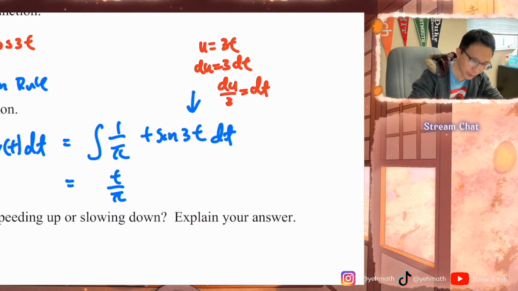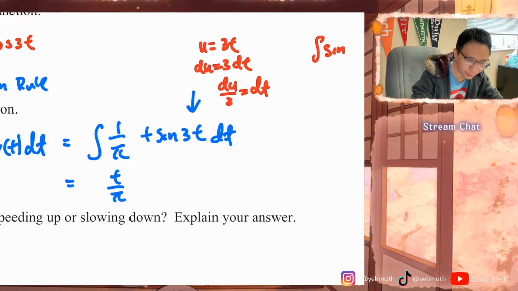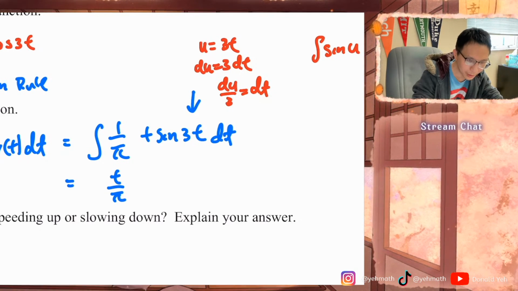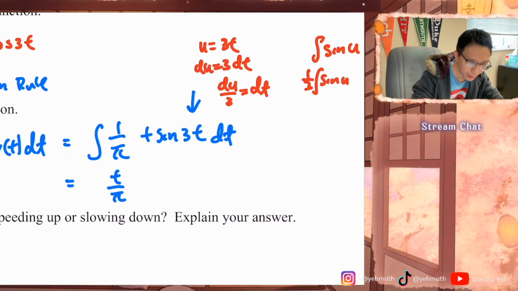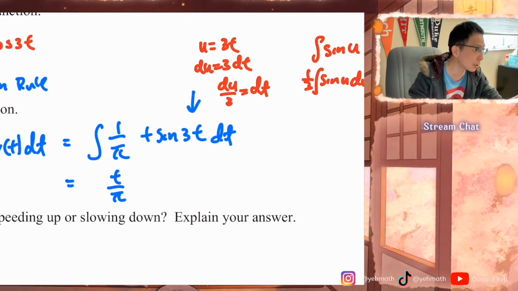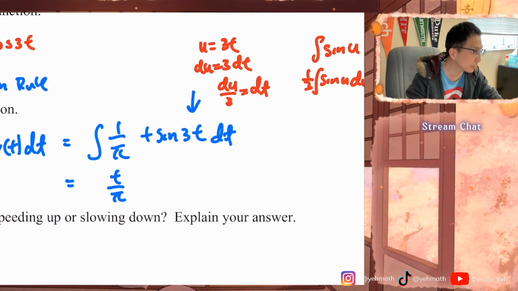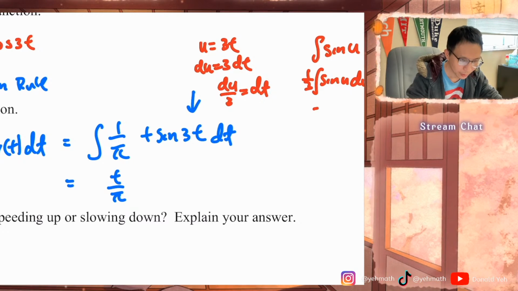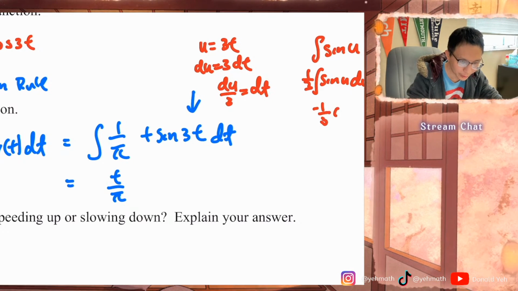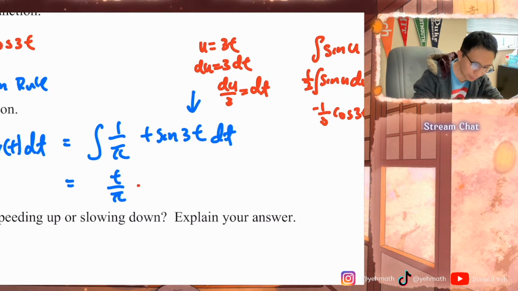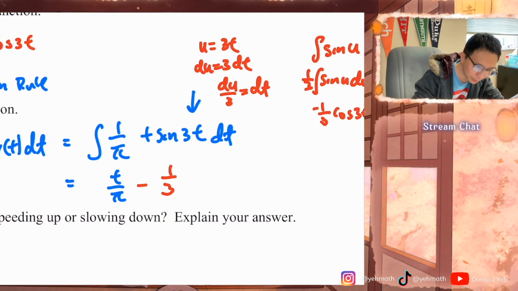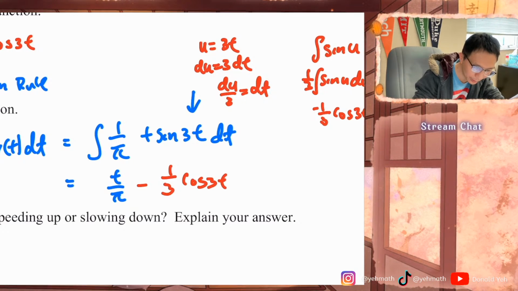Why? Because if you integrate sine of u, and this one is going to be du over 3, that's going to be 1 over 3 times the integral of sine of u du. Now I just changed t to u. What's the integration of sine of u? Negative cosine of u, so negative 1 over 3 cosine of u, which is 3t, plus c. So it'll be minus 1 over 3 cosine of 3t plus c.